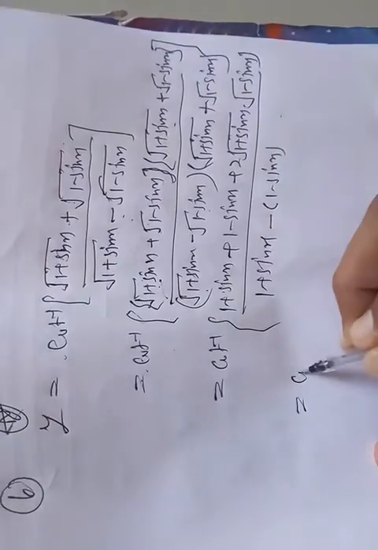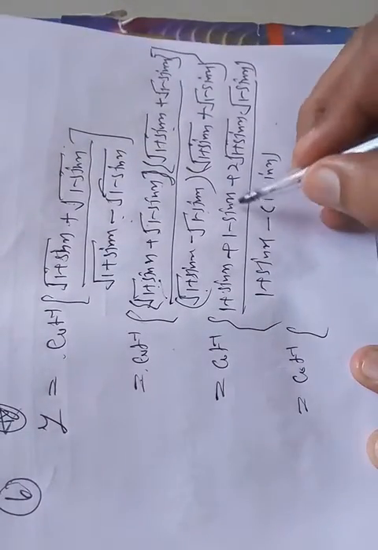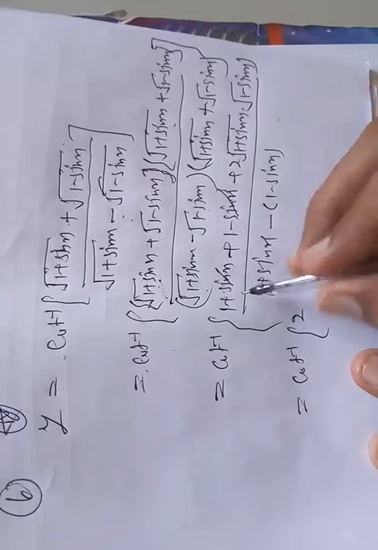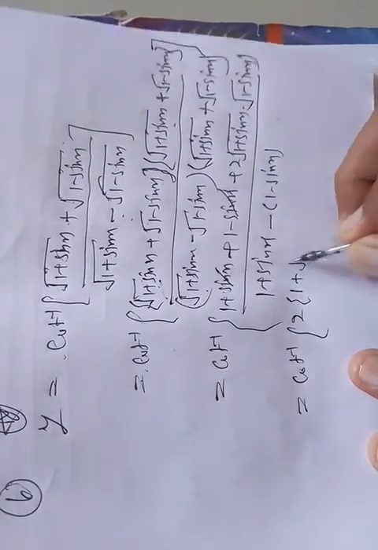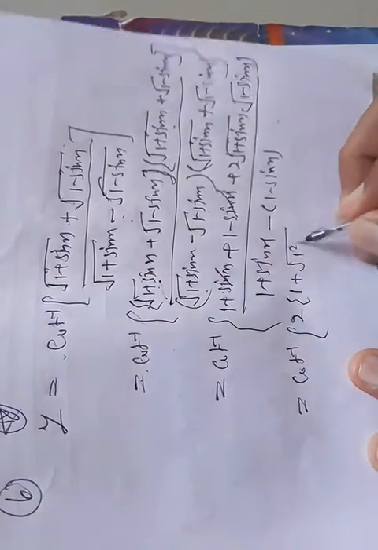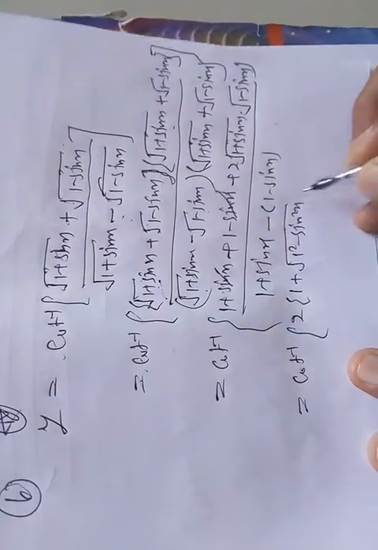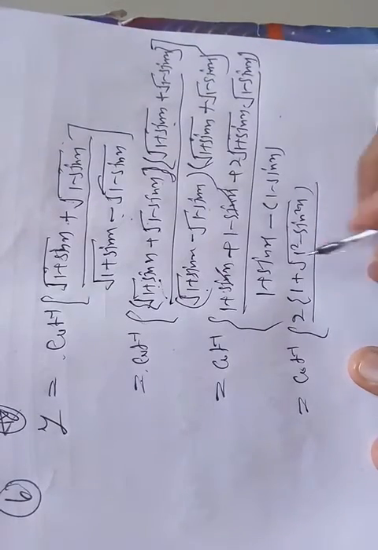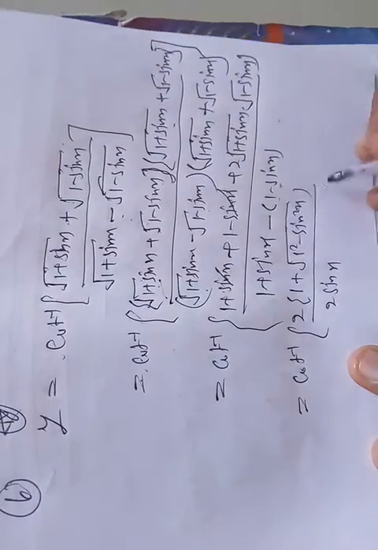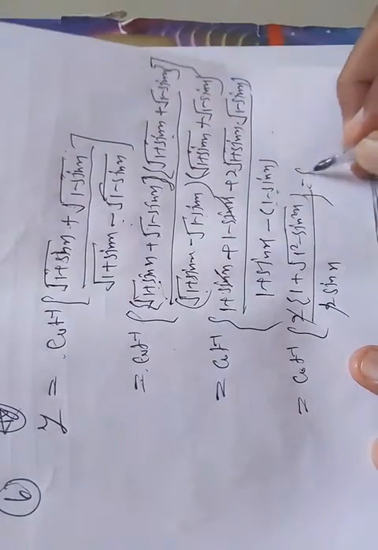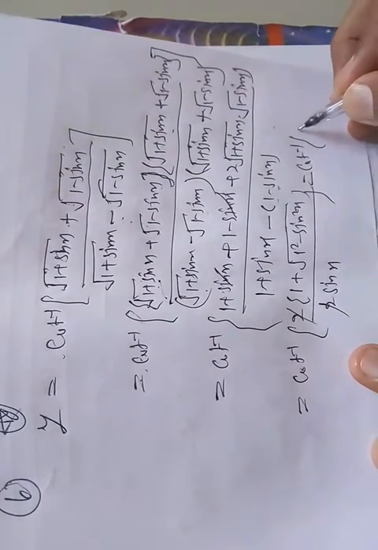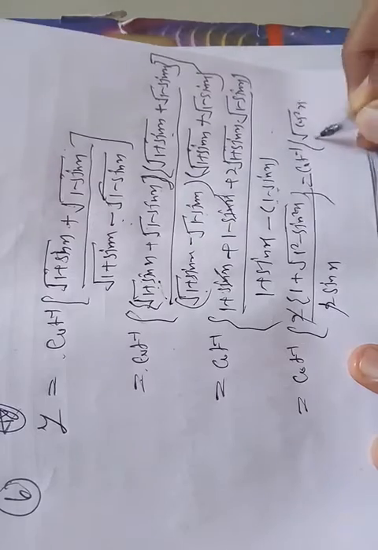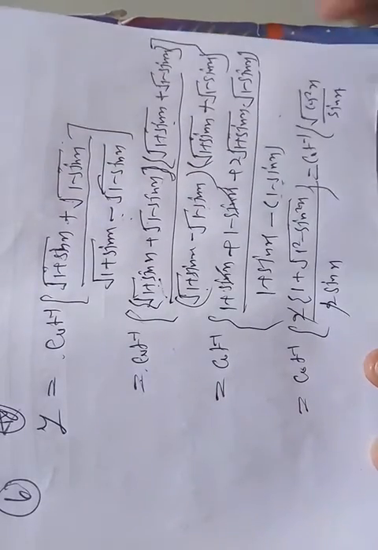So this is equal to cot inverse of 2 common, 1 plus under root (1 plus sin x)(1 minus sin x), that is 1 square minus sin square x, upon 2 sin x, since 1 and 1 cancel. The 2s cancel. This equals cot inverse of (1 plus under root 1 minus sin square x, that is under root cos square x) upon sin x.